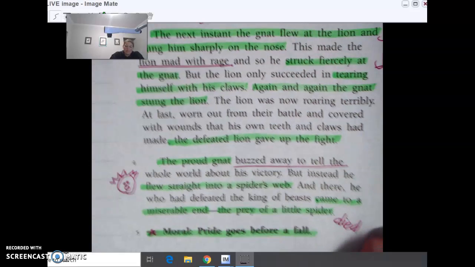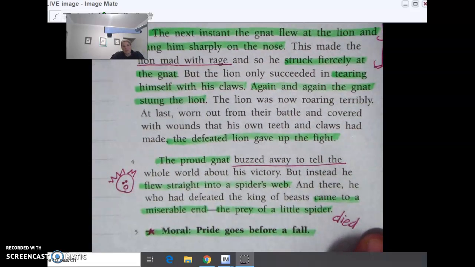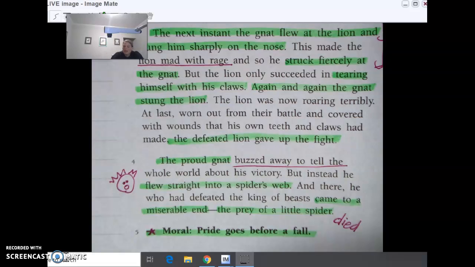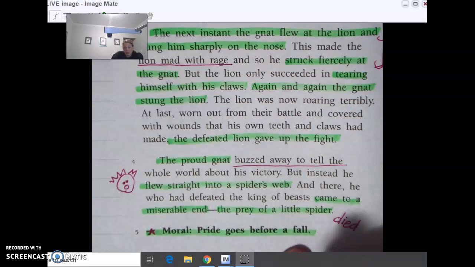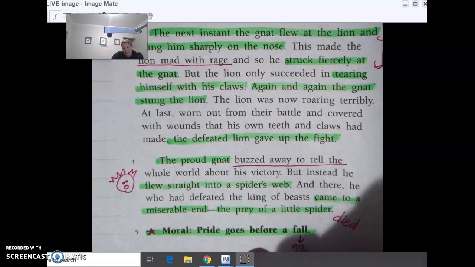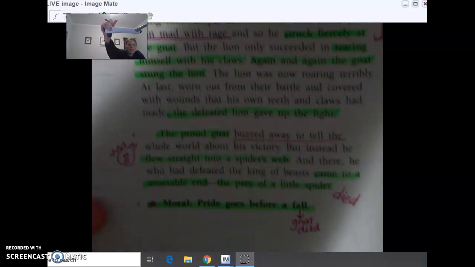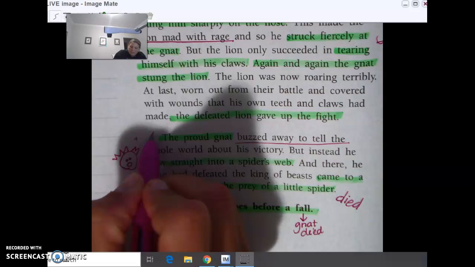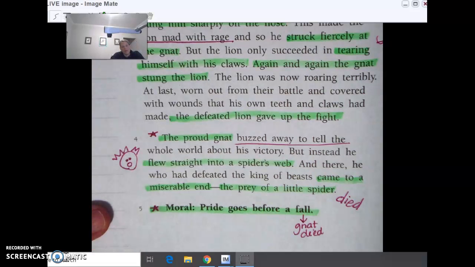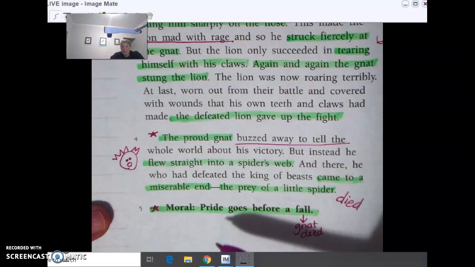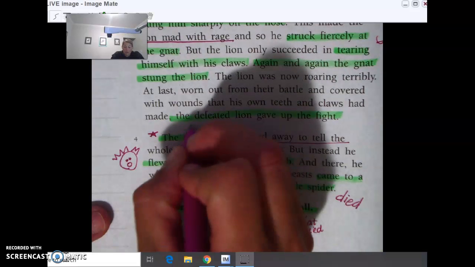So, that moral, and I know morals sometimes use some funny language. Sometimes it's not so easy to understand a moral because of the way that they speak in the moral. But it says pride goes before a fall. Now, the ultimate fall in this story is that the gnat died. That was his fall. Okay, and pride came before it. And we see that in this last paragraph where it says, the proud gnat buzzed away telling the whole world. But then he died.